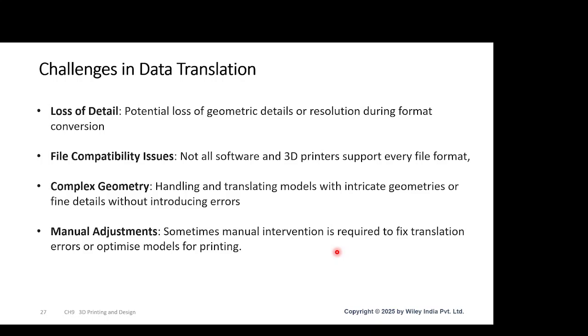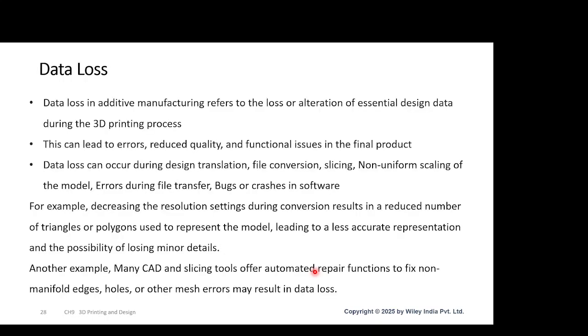For example, if you convert from STL to 3MF, but 3MF is not supported by your printer, then there is an issue. Then handling and translating models with intricate geometries or fine details without introducing errors is difficult. For example, when we used to convert a PDF into Word, sometimes there was some distortion, some errors that automatically used to come in. Similarly, when you convert one model into another, there are chances that during translation, some geometries or fine details may be lost. Manual adjustment: sometimes manual intervention is required to fix translation errors or optimize models for printing.